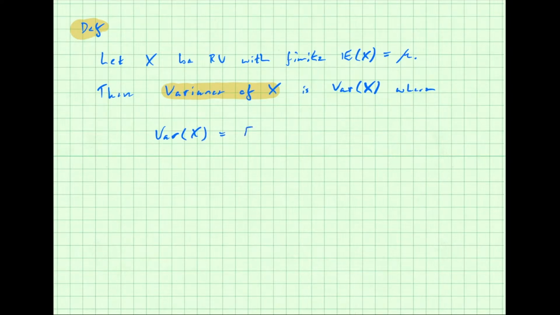So it's the expected value of the squared difference between x and its mean, or x and its expected value. Right? So that's the defining relationship for the variance. It's the expected value of the squared difference between the random variable and its expected value.